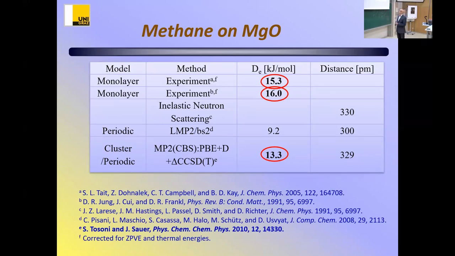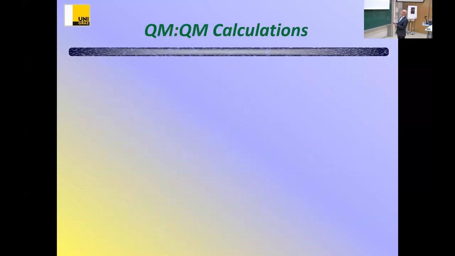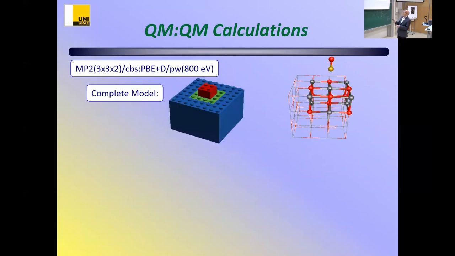And in my opinion, the accuracy of the coupled cluster values we claimed was too large a deviation, and in Professor Sauer's opinion too. So what we did was then QM/QM calculations. Again, you do the inner part with the post-Hartree-Fock method. In this case, only MP2, but we can exchange that with coupled cluster, but with the geometry, the inner part is done with MP2.